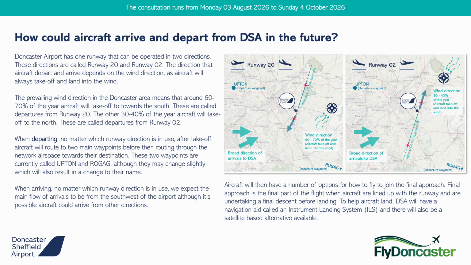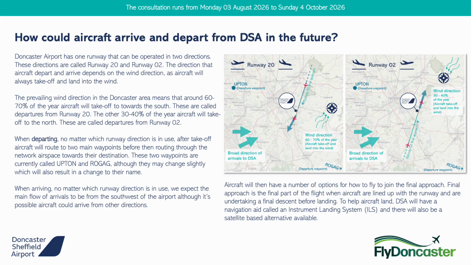I'll now tell you how aircraft could arrive and depart from the airport in the future. We've got one runway at the airport, and that can be operated in either of two directions. The direction that aircraft depart or arrive depends entirely on the wind direction, as aircraft will always take off and land into the wind. The prevailing wind direction in the Doncaster area is from the southwest, and this means that aircraft will take off and land towards the south approximately 60 to 70% of the year, and the other 30 to 40% of the year, aircraft will take off and land towards the north.